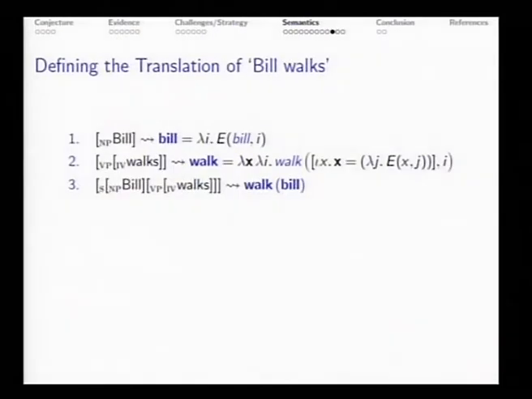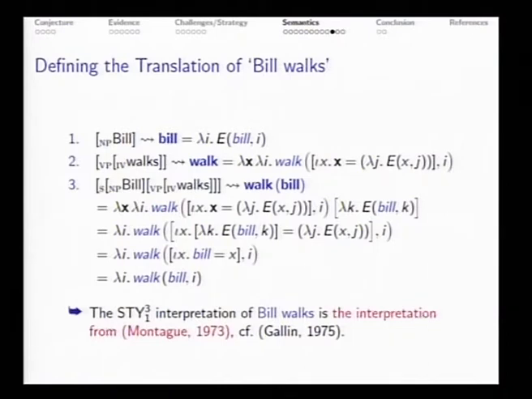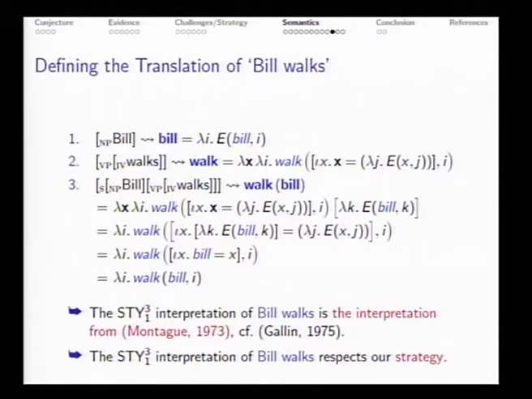And in this way, we can then compositionally define the single-type translation of the sentence Bill walks, for example, as the result of applying the definition of the single-type translation of walks to the definition of the single-type translation of Bill via a number of lambda conversions. We then arrive at the term lambda I walk Bill I. And this is not only equivalent to the original Montegovian translation of the sentence Bill walks, but it also respects our representation strategy just as originally desired.